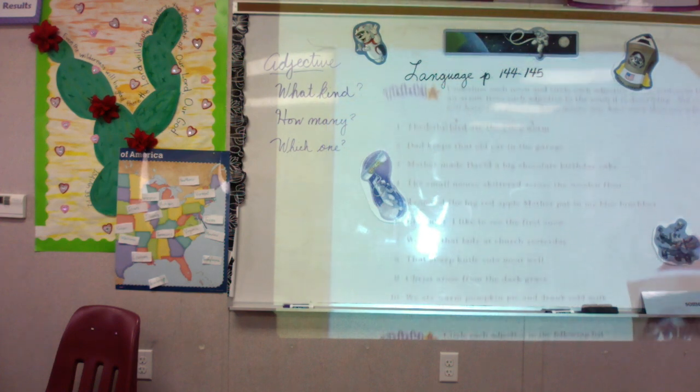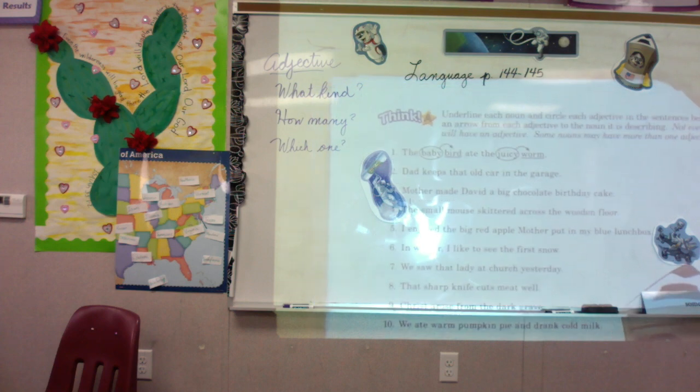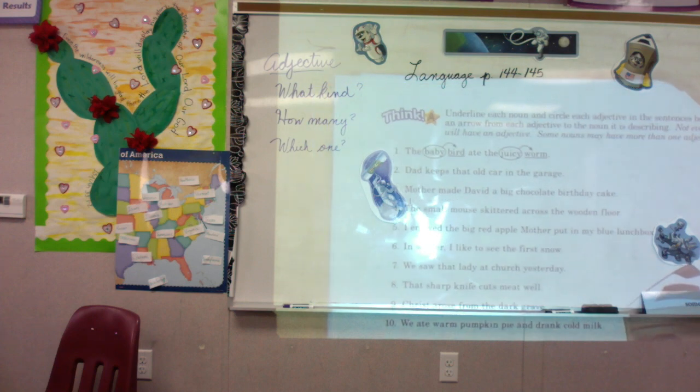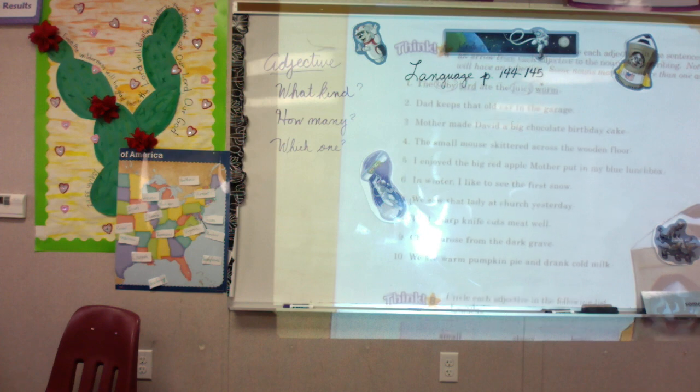So, we're ready. It says, underline each noun and circle each adjective in the sentence below. Draw an arrow from each adjective to the noun it is describing. Not every noun will have an adjective. Some nouns may have more than one adjective. So let's begin. Sentence number 1 said, the baby bird ate juicy worms.